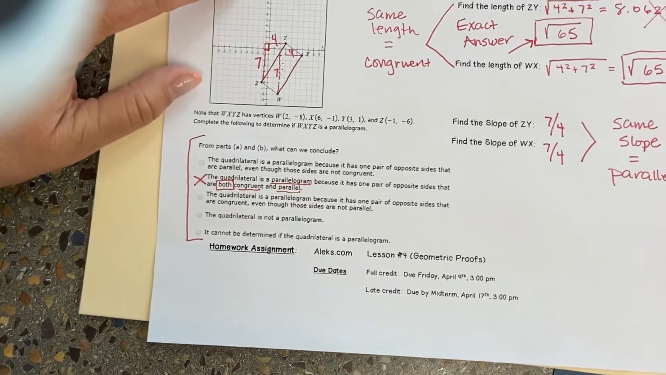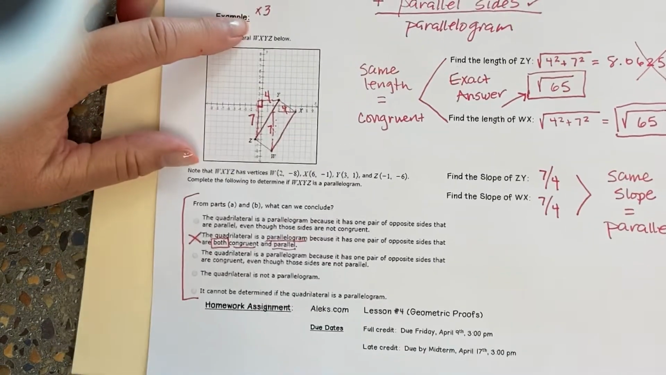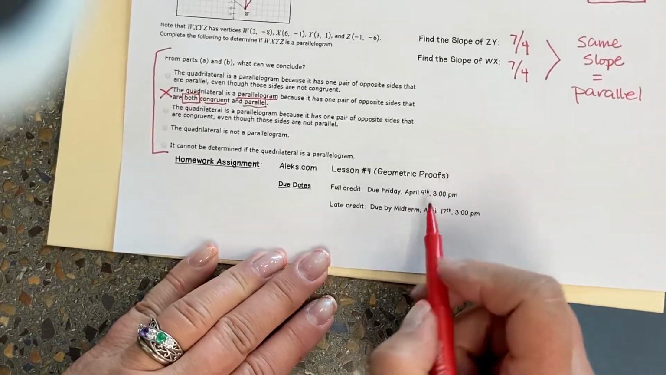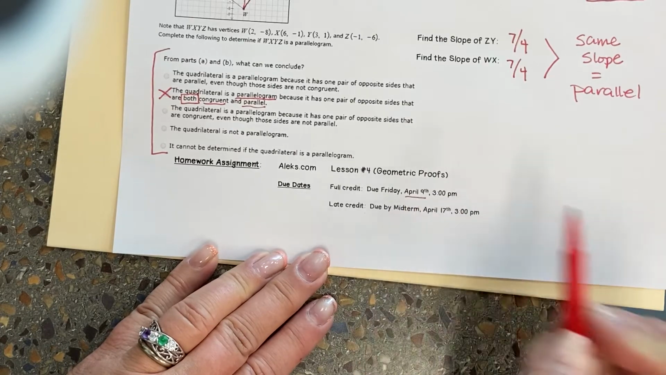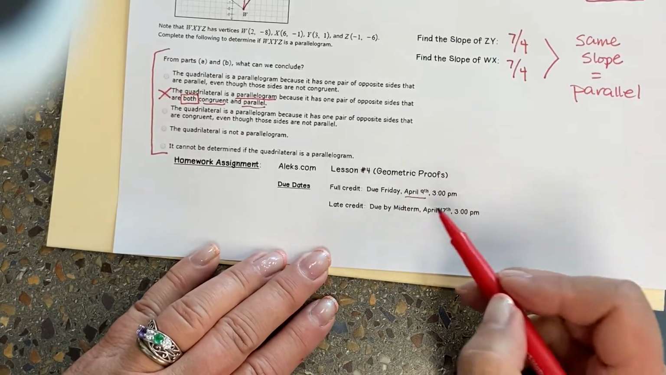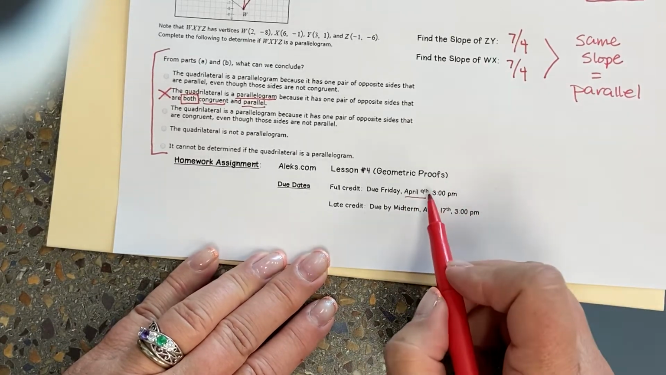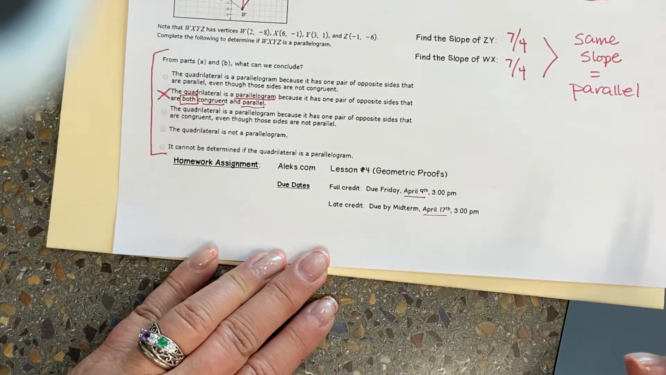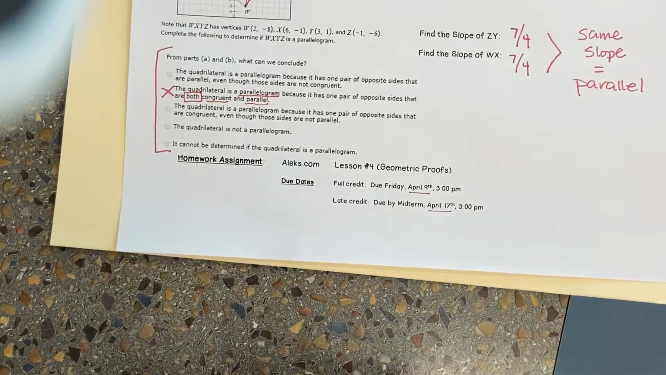You're going to do 3 of these on Alex. And it's due April 9th, which is a Thursday, for full credit. Late credit would be by midterm on April 17th.